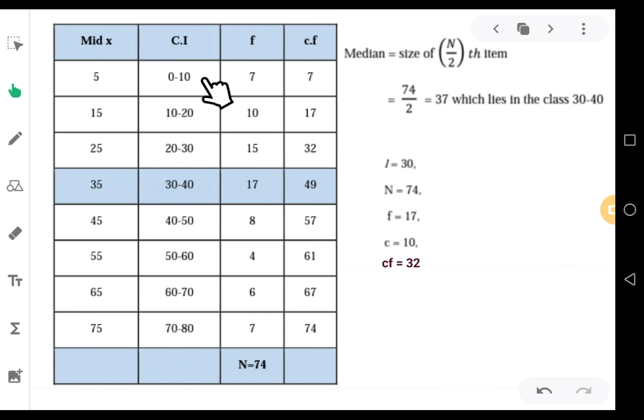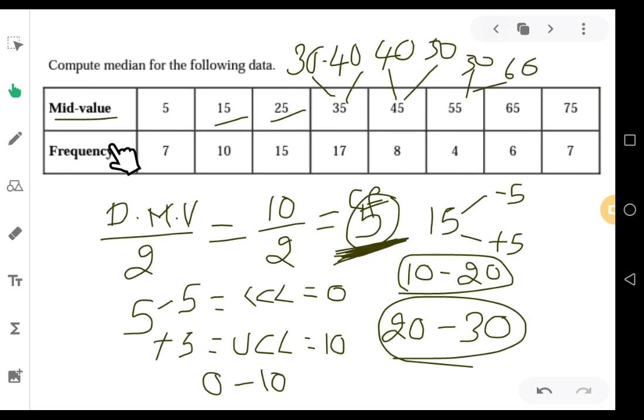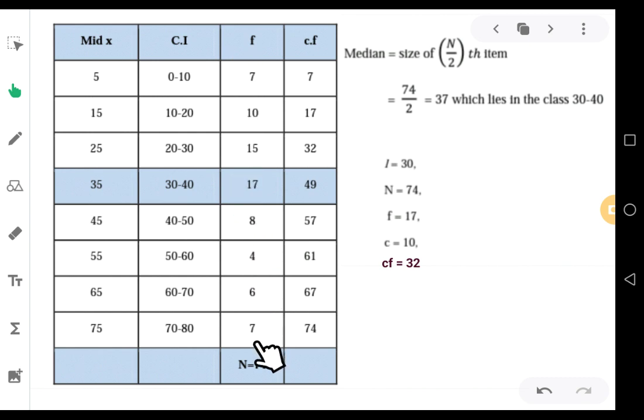So if you continue in the same manner, you will get all these class intervals, and the frequency is taken as it is from the question: 7, 10, 15, 17, 8, 4, 6, 7. There is no change in the frequencies. You have taken the frequencies as it is.